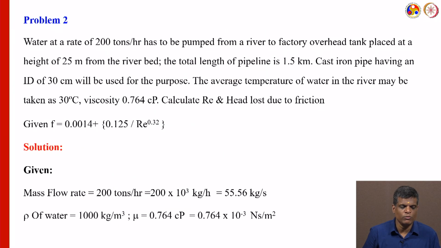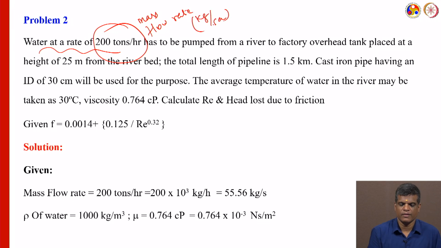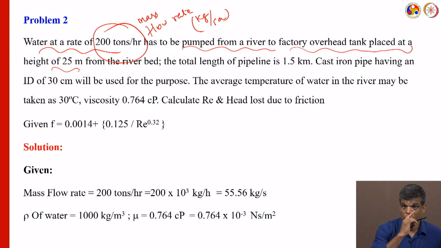So, problem 2 we will move to now. Problem 2: water at a rate of 200 tons per hour. 200 tons per hour means it is a mass flow rate, not a volumetric flow rate. Mass flow rate we always write in kg per second. It is to be pumped from a river to a factory overhead tank placed at a height of 25 meter. They want to pump to a tank 25 meter above the river bed.